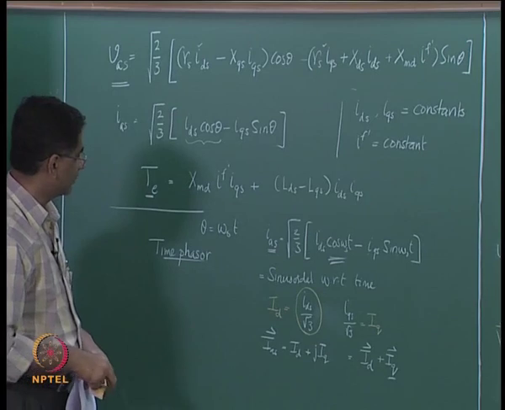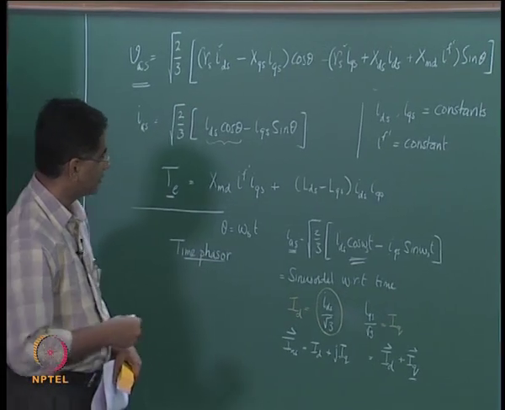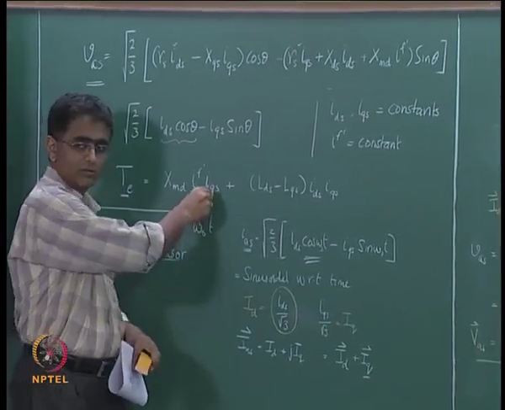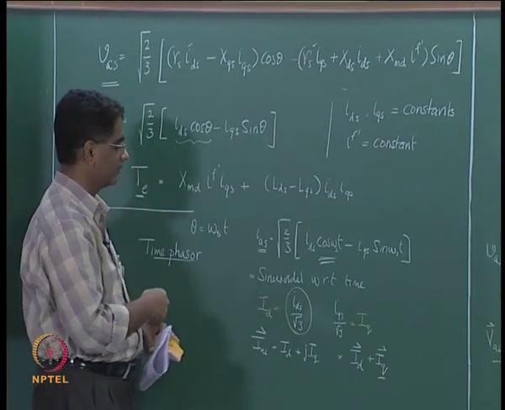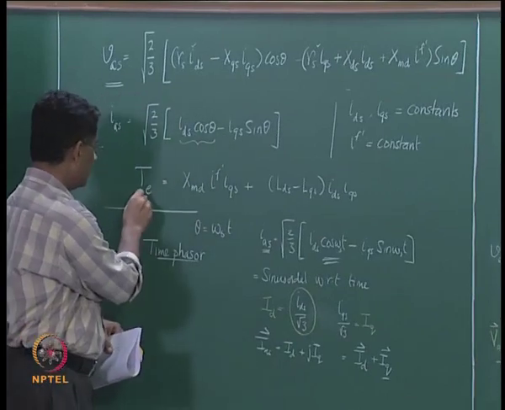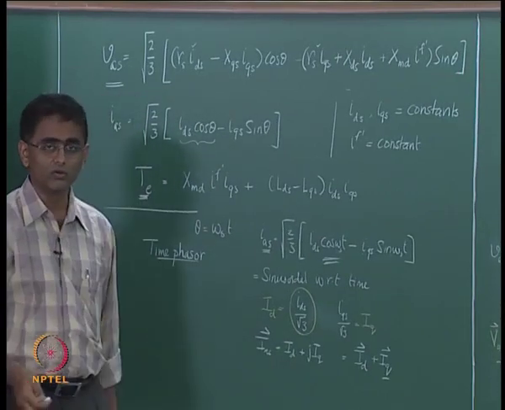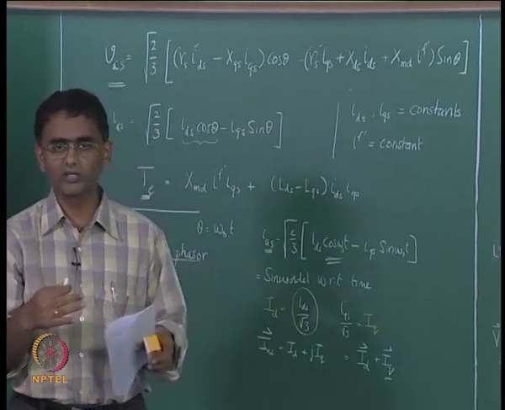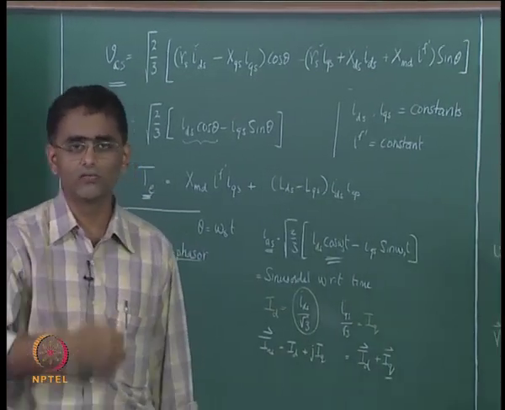in the expression for TE, what you see is IQS is 0 when the machine is just synchronized. As we have been discussing, IDS and IQS are 0, therefore TE is equal to 0 when the machine is just synchronized, obviously because no flow of current is there.